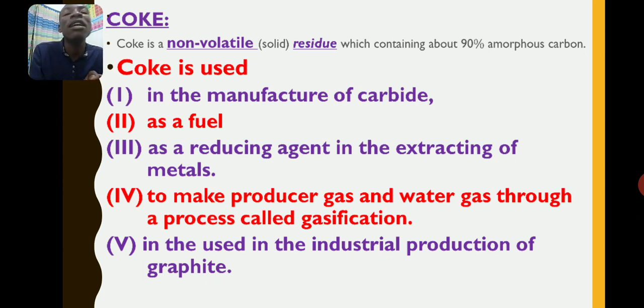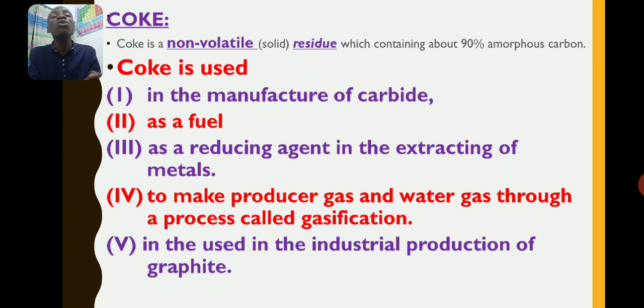Coke is used for making carbide. Coke is used as fuel. Coke is also used in industries as a reducing agent. There are some industries that normally prepare metals, that extract metals. So we use coke as a reducing agent to get those metals from their combined state.